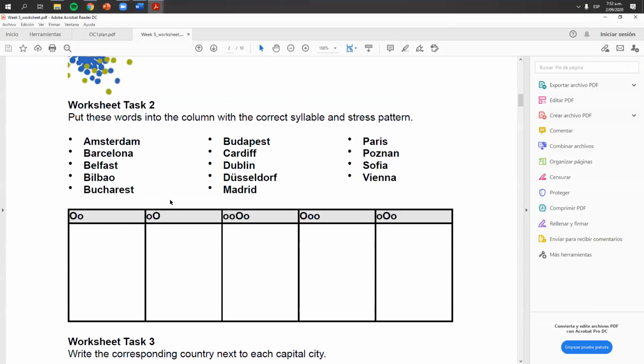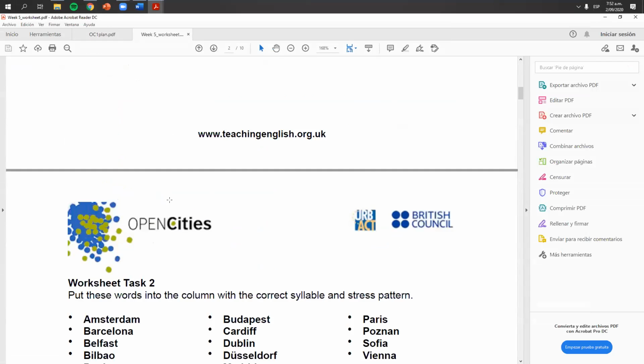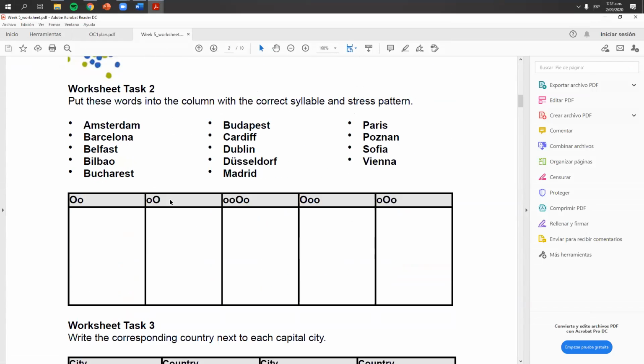We're gonna do exercise number 2 from your worksheets, from yesterday's worksheets. So this is exercise number 2, in which you have to put these words into the column with the correct syllable and stress pattern. That's what you guys are going to do. And this is something we're gonna do in the breakout rooms. You're gonna do it in groups.